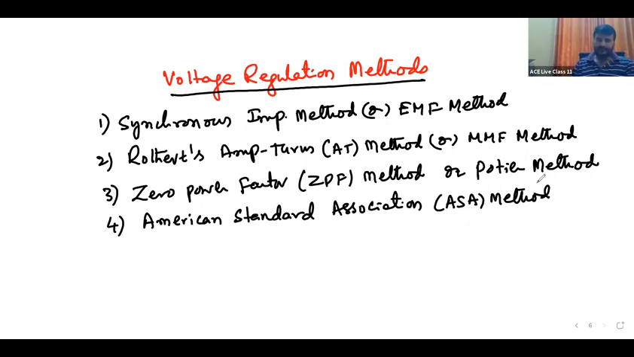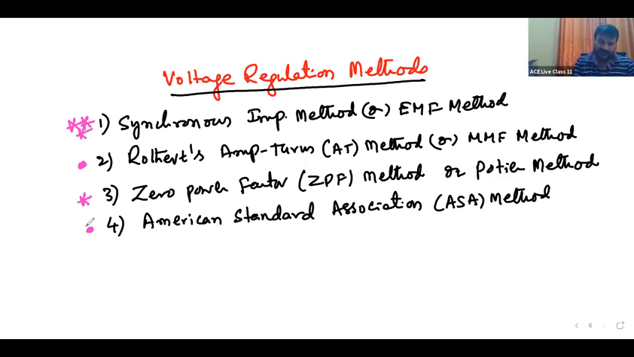Among these, this is the 3-star method. Here, 0 star, nothing. This is single star. This is also 0 star. In these voltage regulation methods, the very important one is the synchronous impedance method, the EMF method. So let us discuss that.